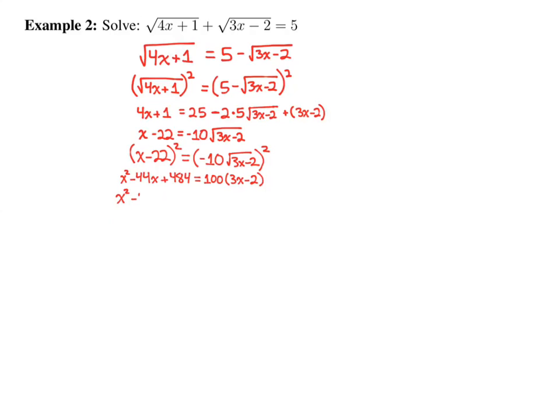Well, the numbers are large, but the ideas aren't so bad. We have 300x minus 200, and so if we move it over, it's really minus 344x minus 684. And you look at that and you don't think, hey, I want to factor that. But actually, if you look carefully, the 344 is just about exactly half of it. So it actually factors fast into x minus 2 and x minus 342.